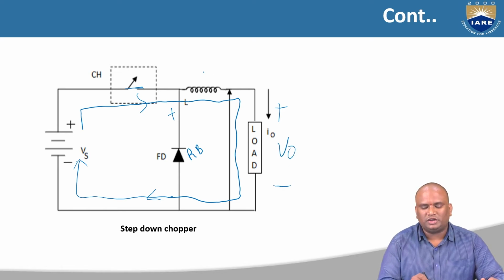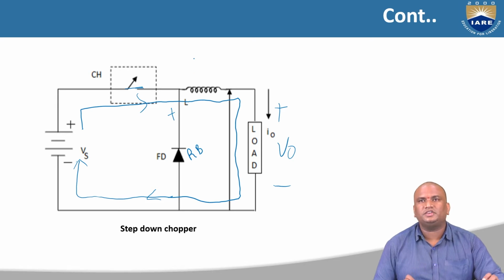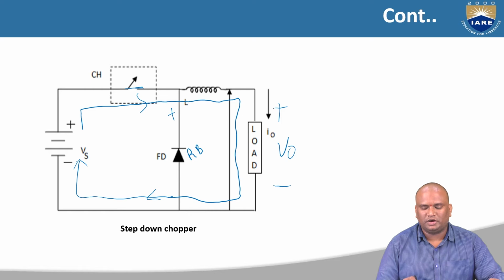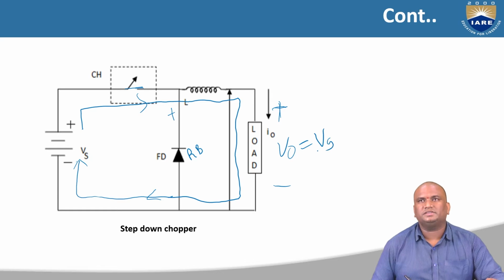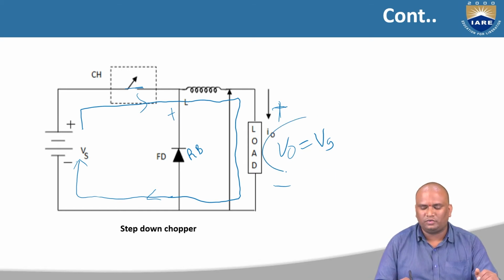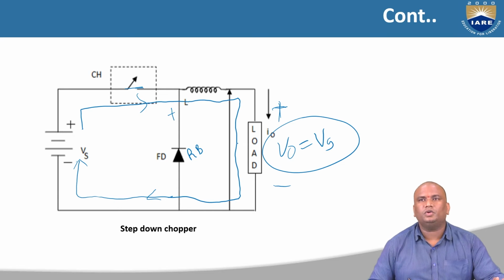because when we assume the inductor is a lossless device, there is no voltage drop across the inductor. So the positive output voltage is connected to the input positive voltage, and negative of output voltage is connected to negative of input voltage. So the output voltage will be equals to V0 is equals to Vs. So here we are getting, when the chopper is on, the output voltage which is same as the input voltage.